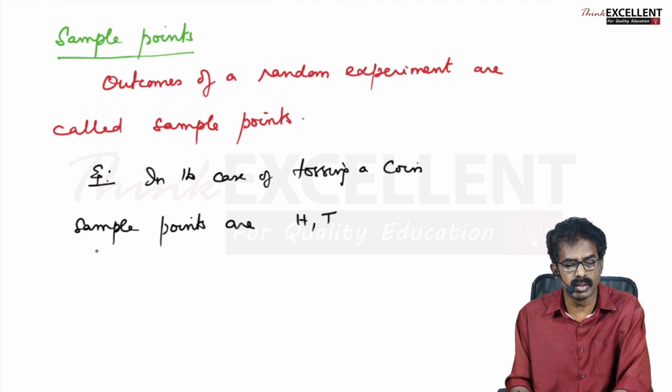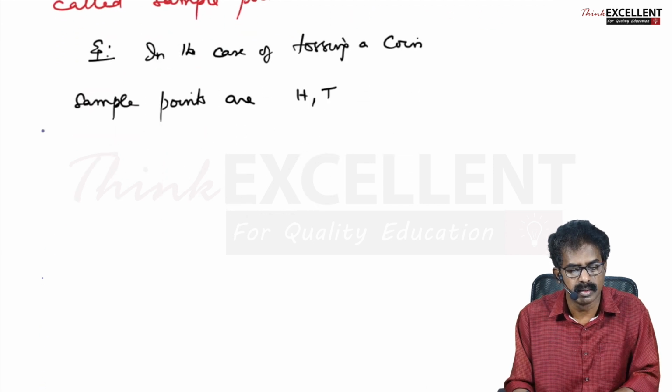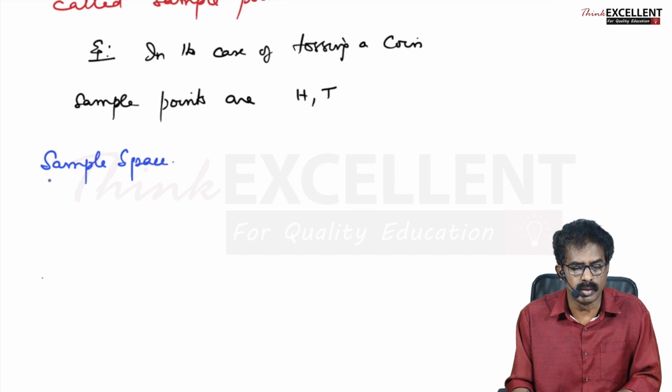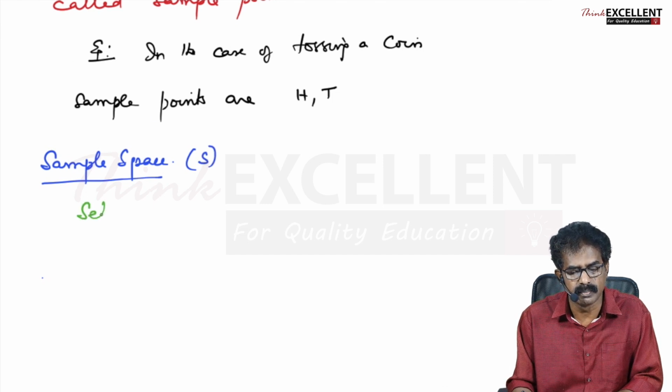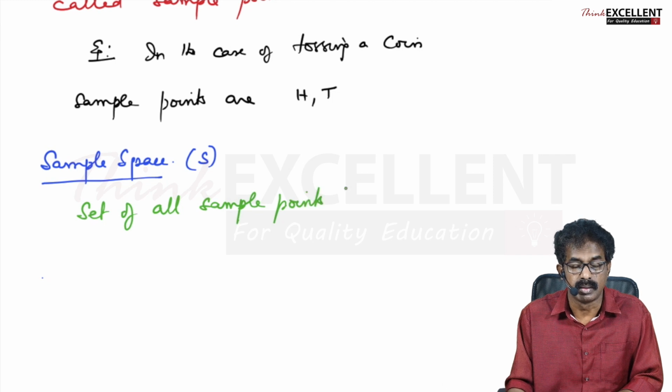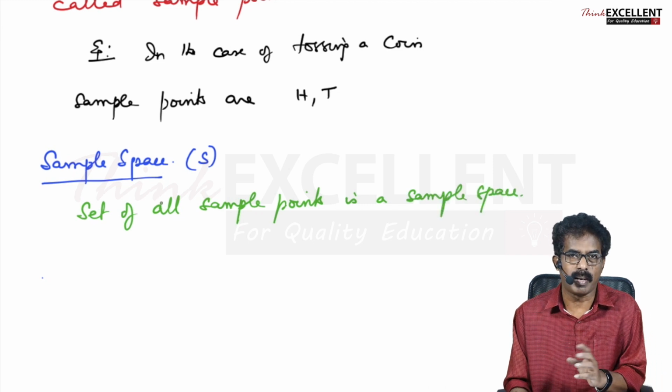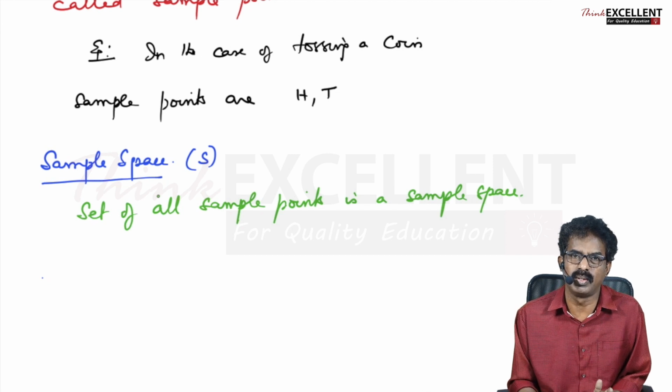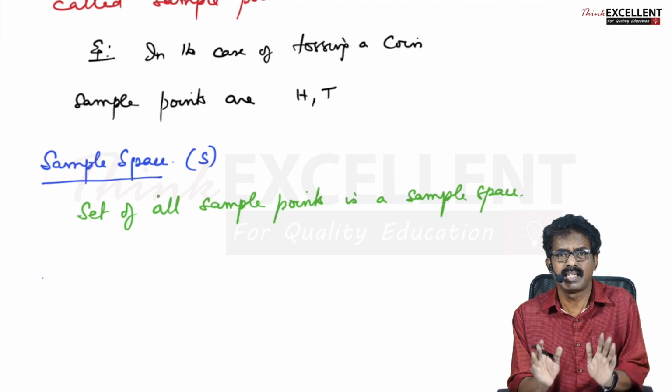The next definition you have to study is sample space. This is very important. When you do the sums, this will help you. Sample space, we denote it as S. First, I'll give the definition. What is sample space? Set of all sample points is a sample space. We studied what are sample points, right? All the outcomes, what are the results you are going to get. Those are sample points. You write them in a set, that's all.